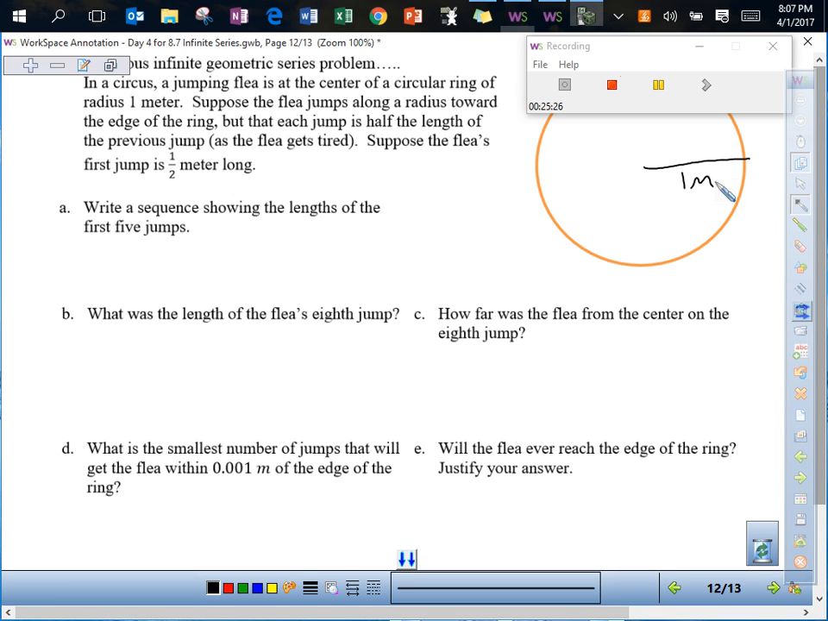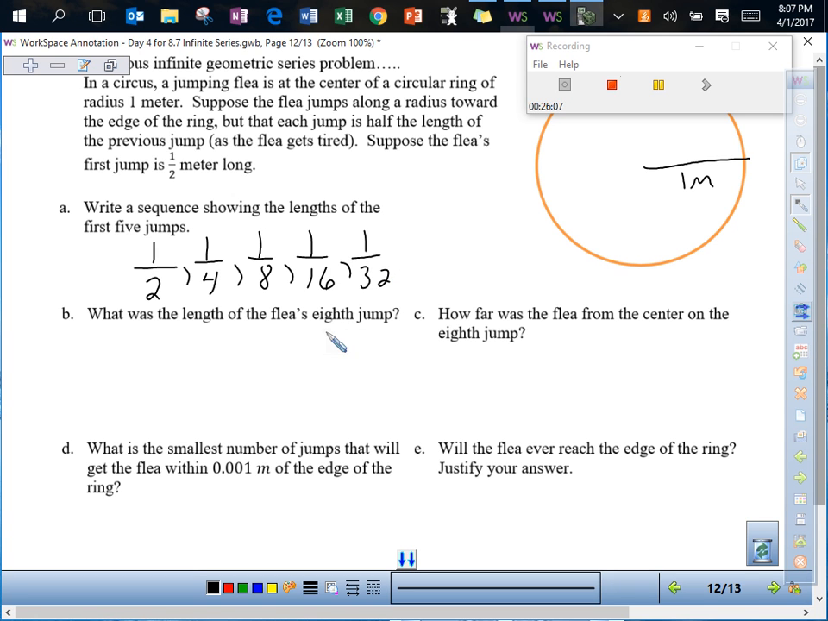Write a sequence showing the lengths of the first 5 jumps. Well, so the lengths of the first 5 jumps. So the first one he jumps a half. The next one he jumps a fourth. The next jump he jumps an eighth. And then the tired flea jumps a 16th, and then a 32nd. So I tuck my 1 after the first jump. There's my 1/2.